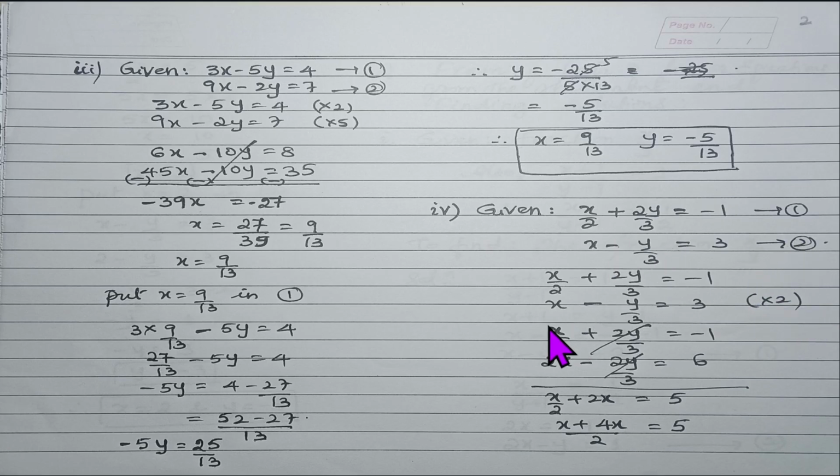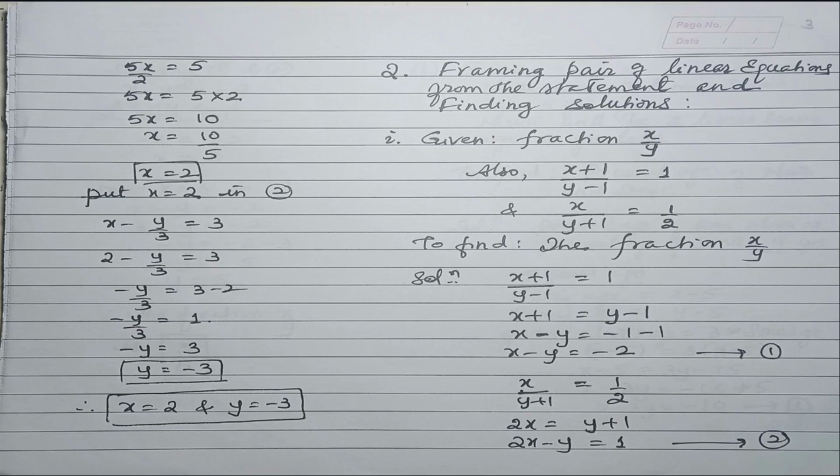So 2 into x is 2x, 2 into y is 2y by 3, and 2 into 3 is 6. So here you find that when I add, plus and minus get cancelled. So x by 2 plus 2x is equal to minus 1 plus 6, which becomes 5. Taking the LCM here, we get x plus 4x by 2 equal to 5, and proceeding further we get 5x by 2 equal to 5, 5x is equal to 5 into 2, 5x is equal to 10, x is equal to 10 by 5, and therefore x is equal to 2.